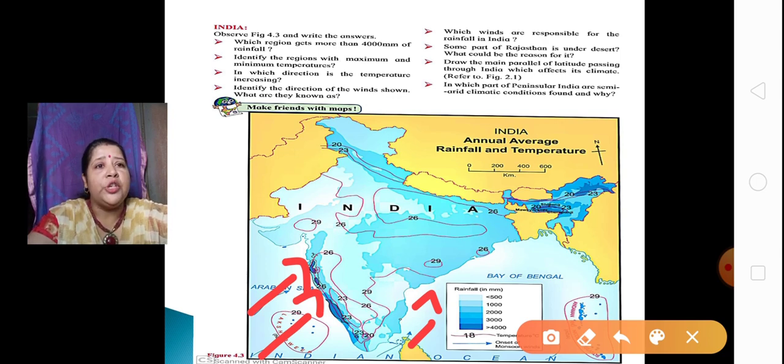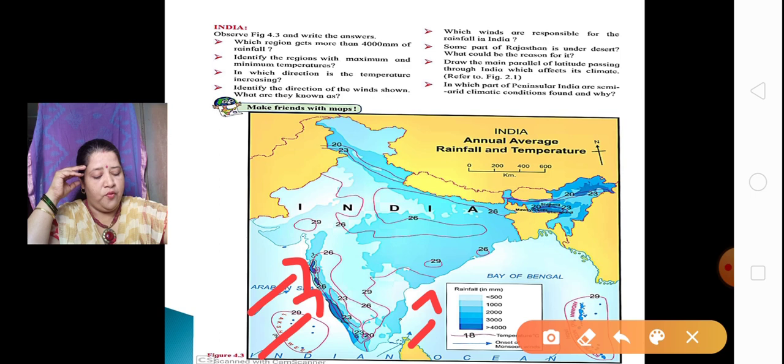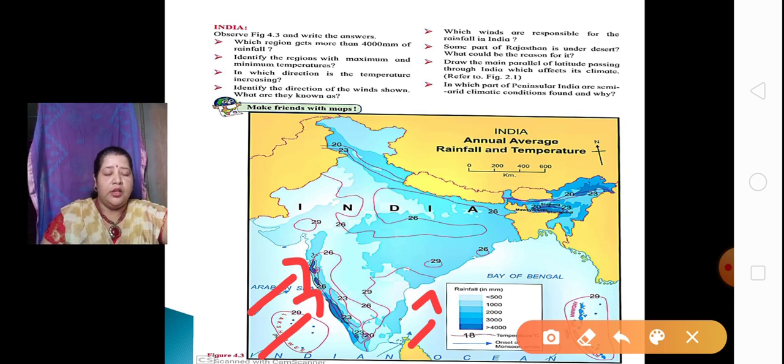Last question. In which part of Peninsula India are semi-arid climatic conditions found and why? Can you imagine which are the places? Yes, it is parts of Rajasthan, then southern Punjab, then western Uttar Pradesh. These are the places which are having this type of climatic condition, that is the semi-arid type of climatic condition.